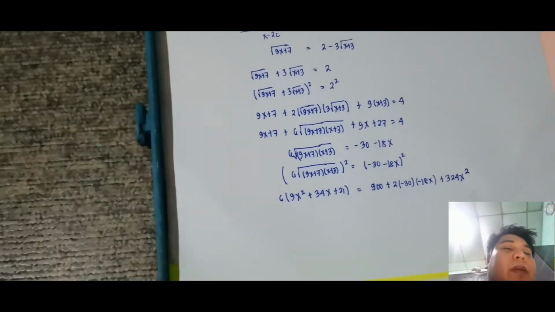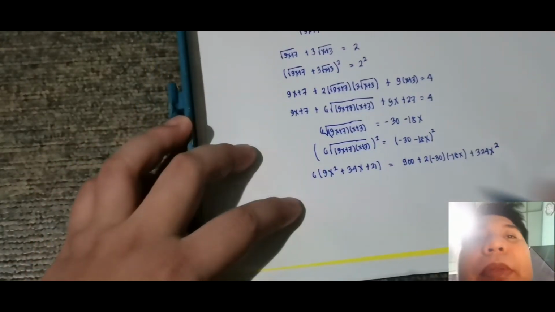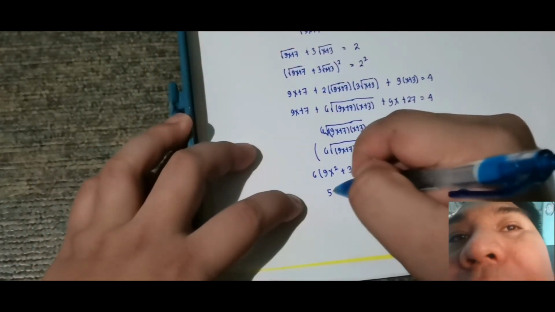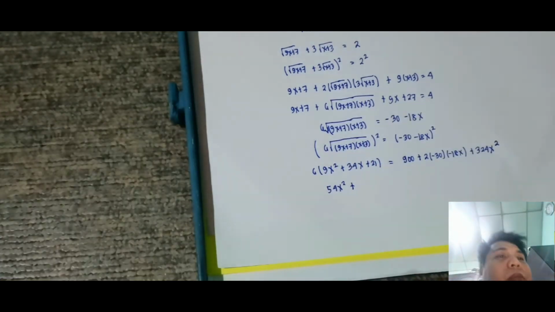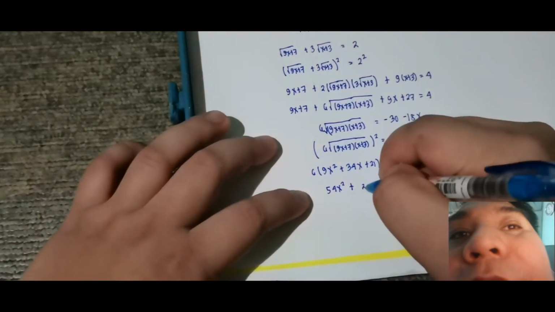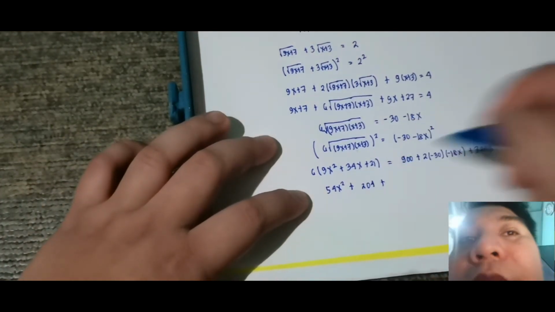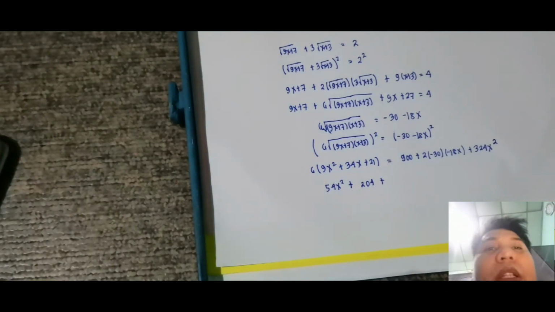Okay, so medyo mahaba pa. Okay, then simplify pa further. Ito ay 9 times 6 is 54. Okay, so this is 54x squared plus 34 times 6, 204, plus 21 times 6, 126.